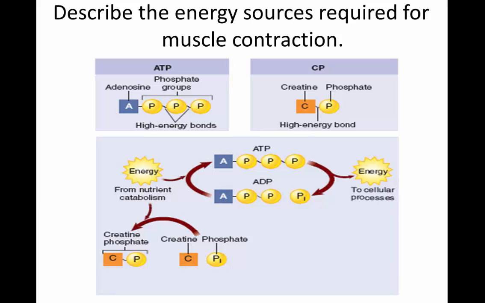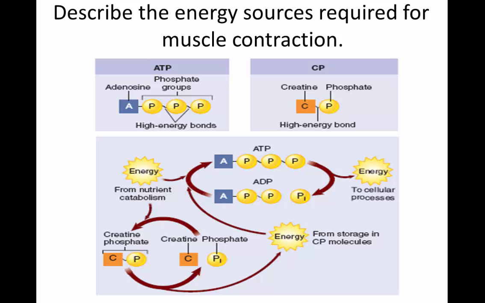The creatine phosphate cannot be used directly in order to allow for muscle contraction, but we can store creatine phosphate so that later on when we need energy, and we need energy fast, we can actually break down creatine phosphate.